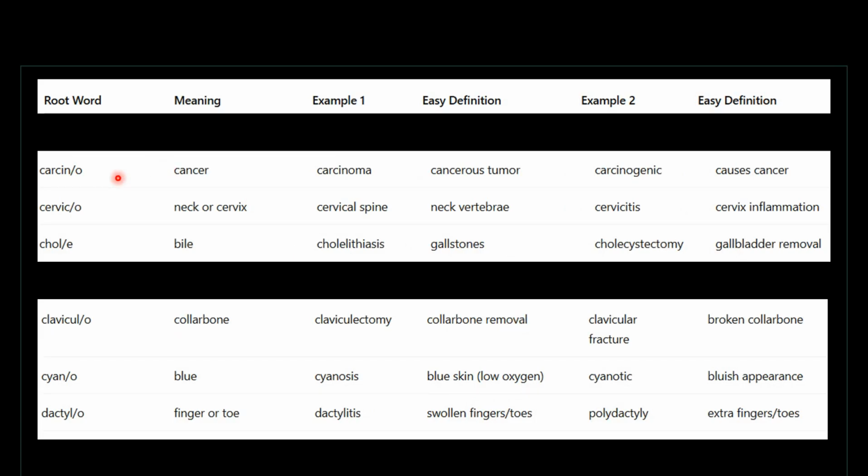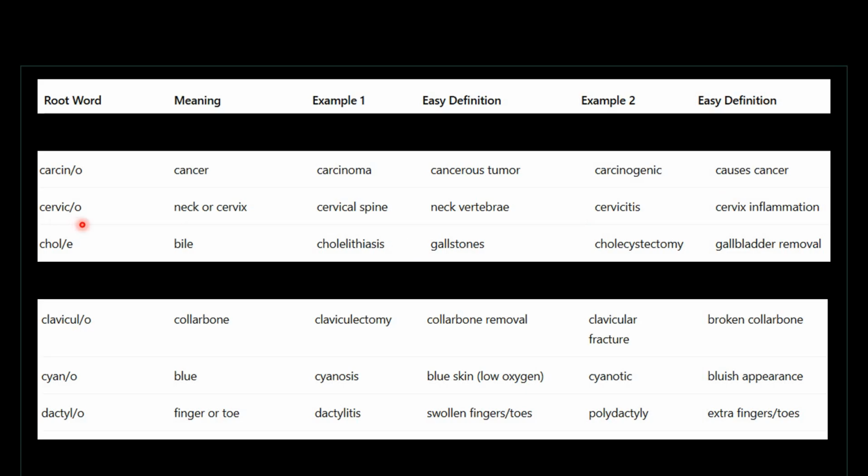Here we have carcin or carcino, that is denoting cancer. For example, carcinoma. Carcinoma is nothing but a cancerous tumor. Then we have carcinogenic. Carcinogenic means causing cancer. So those things that cause cancer are considered carcinogenic.